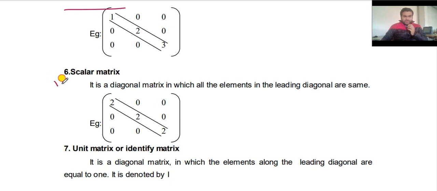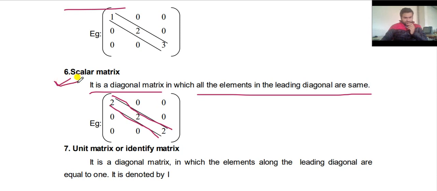Next is the scalar matrix. A scalar matrix is a kind of diagonal matrix in which all the elements of the leading diagonal are the same. You can see in this leading diagonal all the elements are equal, meaning 2. That type of matrix is called a scalar matrix.